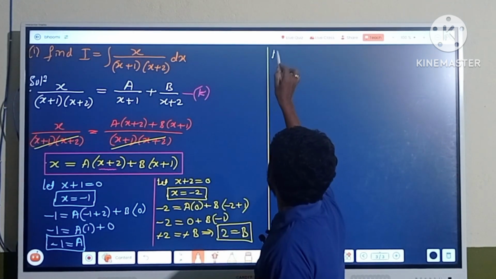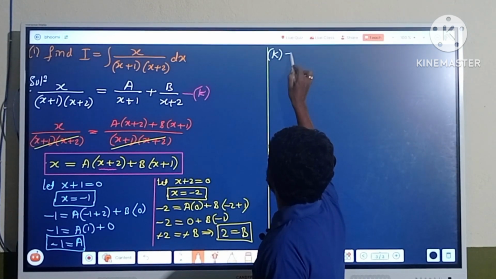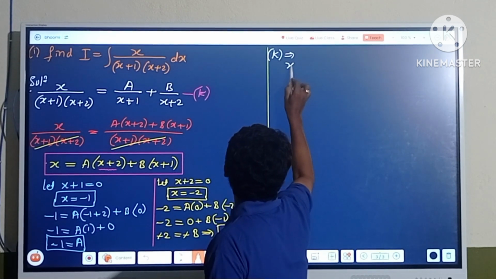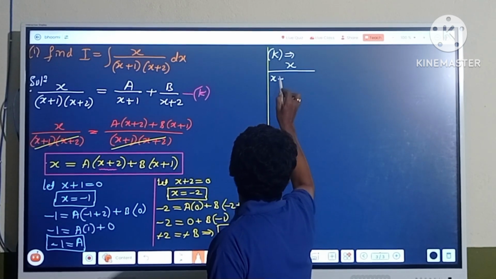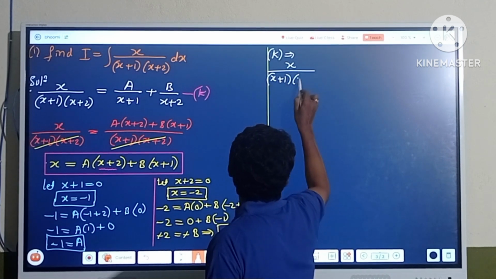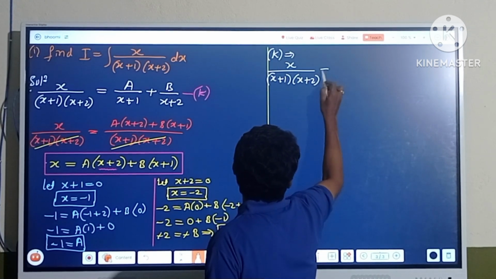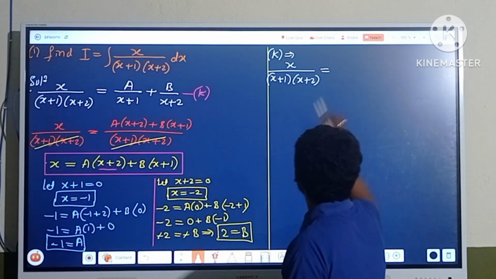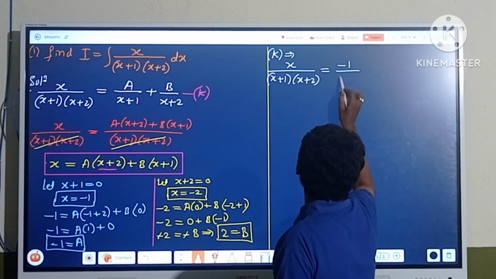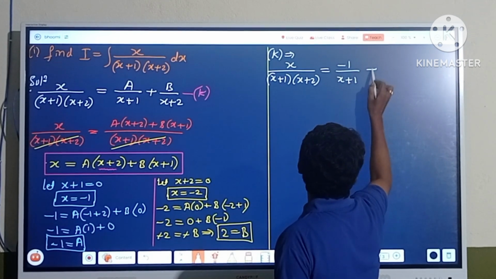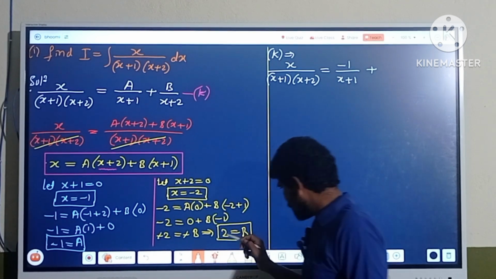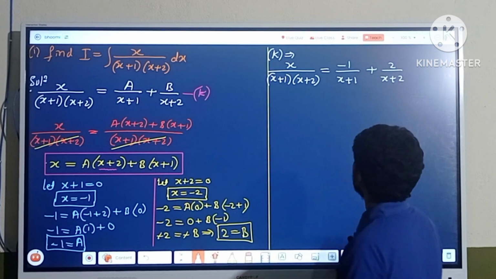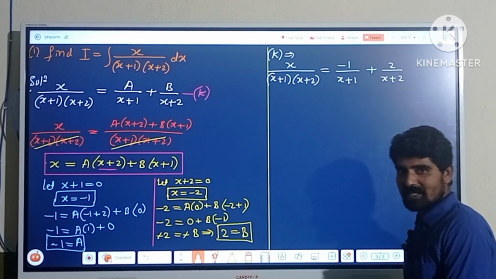Now what? Equation K implies, on LHS, x divided by x plus 1 into x plus 2 is equal to a divided by x plus 1. The value of a is minus 1. So, minus 1 divided by x plus 1 plus b divided by x plus 2. b is 2. So, 2 divided by x plus 2. I hope all of you understand.